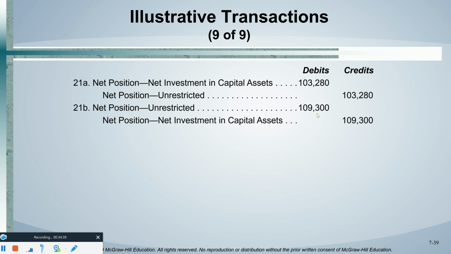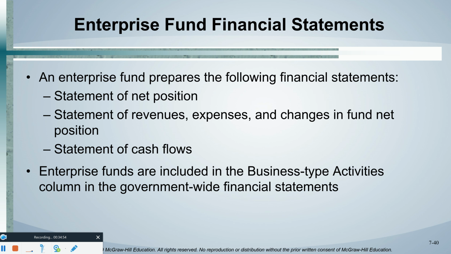Same thing here with 21B. We had to increase the net investment in capital assets. This is because we probably purchased fixed assets, and the opposite side of the journal entry will be a debit to unrestricted net position.